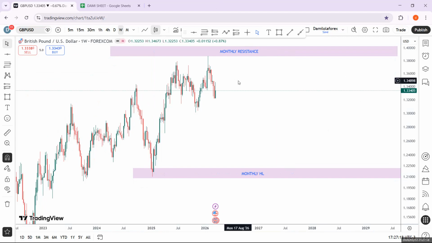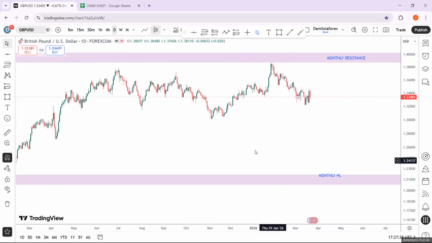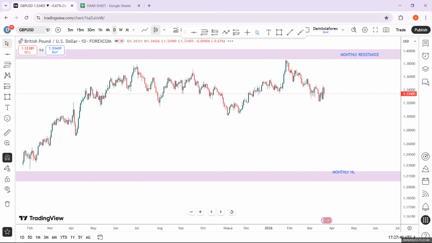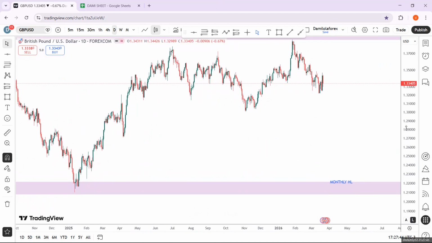Okay, and we have to just be a bit flexible. Yes, we are doing a top-down analysis, and I'm not skipping any time frame. But the daily time frame allows me to expand my range of focus a bit better and read the structures a bit better. So I'm going to take that. Okay, so now on the daily time frame, this is the daily time frame. Let me just zoom in a little bit.